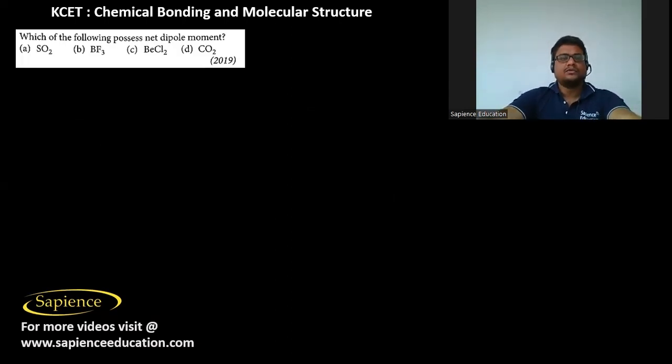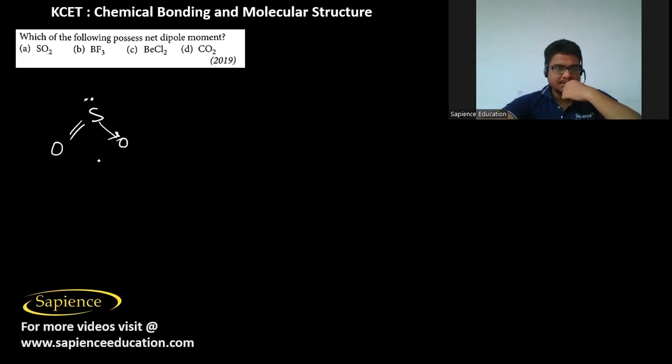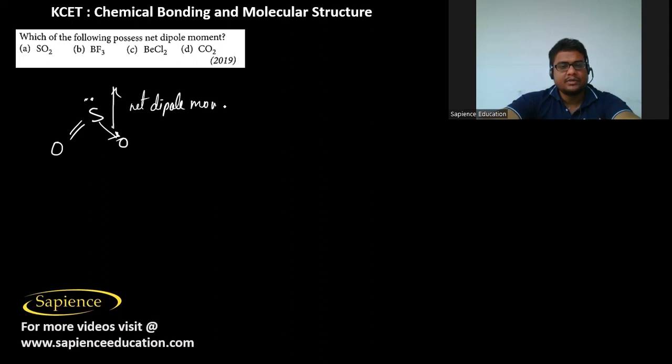Then here it is told which of the following causes net dipole moment. So in case of SO2, we have the structure like this. So it means that a net dipole moment should be there here. So here the net dipole moment will not be zero.